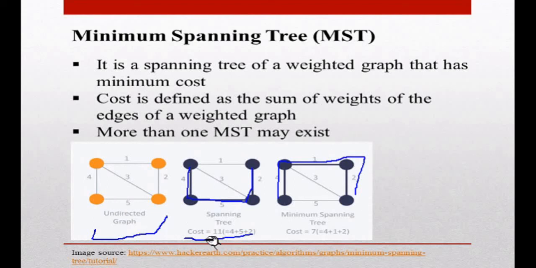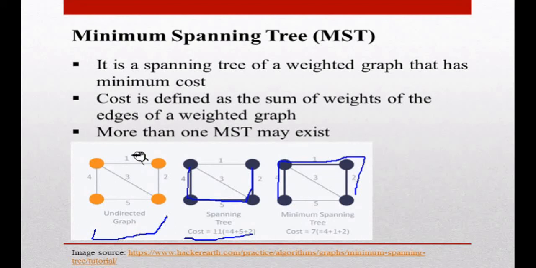You can enumerate all the other spanning trees and calculate their weights, and you will find that the cost of those spanning trees is certainly more than 7. You cannot find any other spanning tree whose cost is less than the cost of this particular spanning tree. That is why we consider this one as the minimum spanning tree.